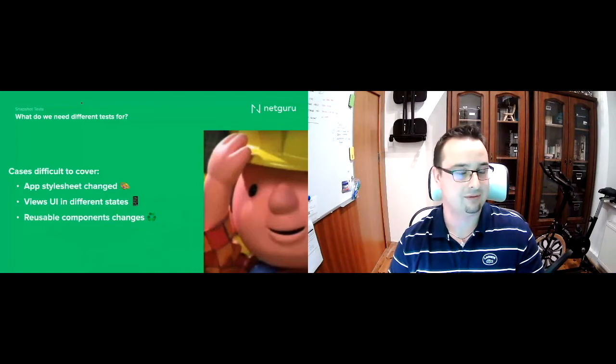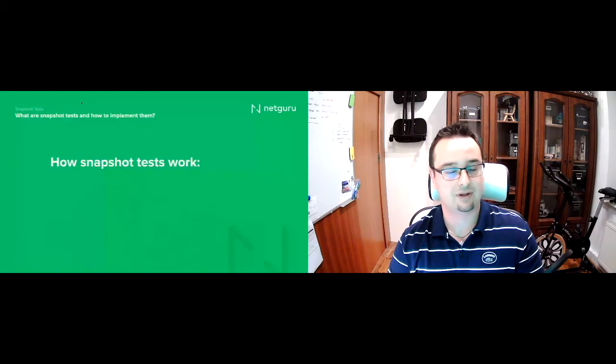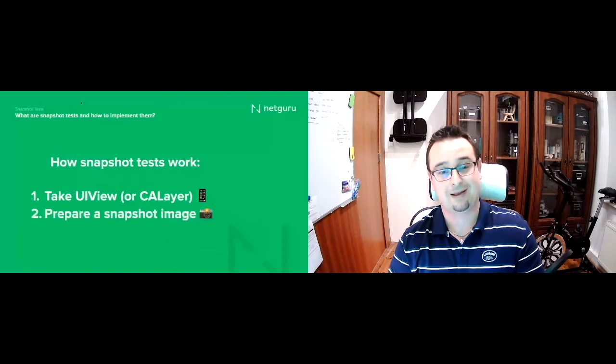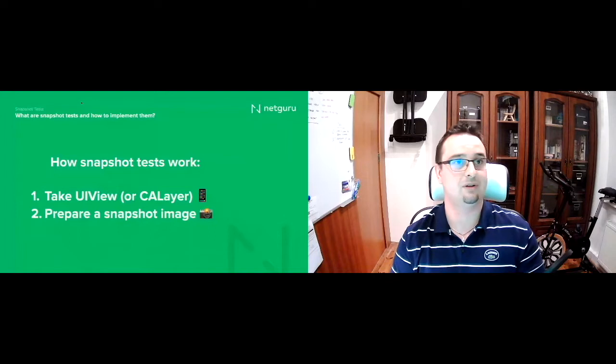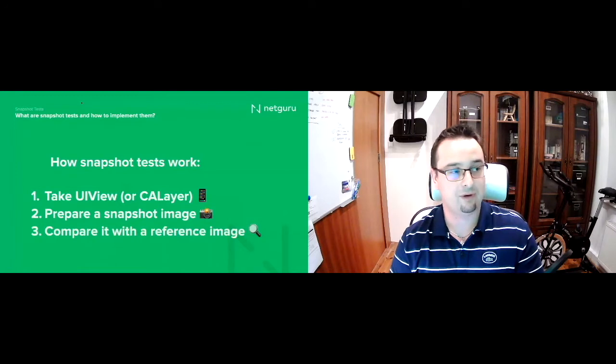And here enter our snapshot tests. The way they work is actually very simple. We just take a view or Core Animation layer, for all those hardcore Objective-C developers out there. We prepare it, we introduce a proper configuration, we make sure the view goes through all the lifecycle, and so on and so forth. And then we take a snapshot. And then we compare that snapshot with a reference that we already have in our repo.